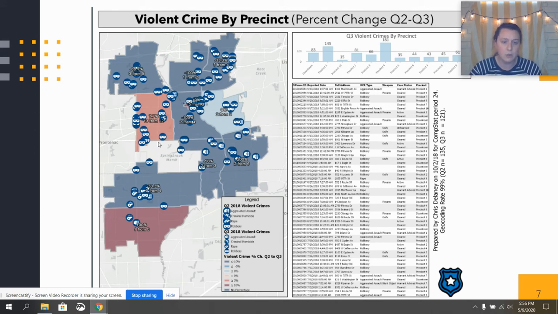Right? So, for instance, this red district right here, violent crime was up 7.7% between those two quarters. This district right here is up 100% in those two quarters, right? So this is an example of how an actual government agency, a law enforcement agency, can use GIS to better patrol the precincts they serve and help prevent violent crimes from happening.